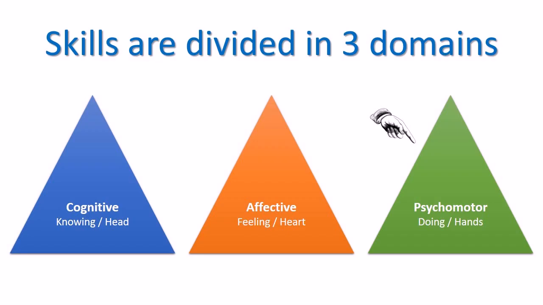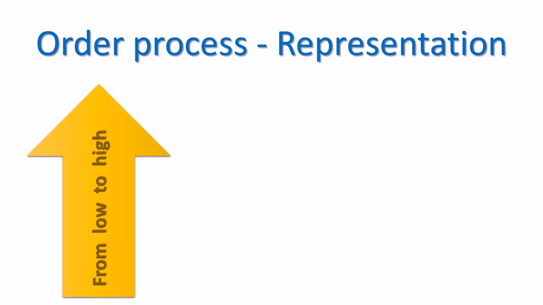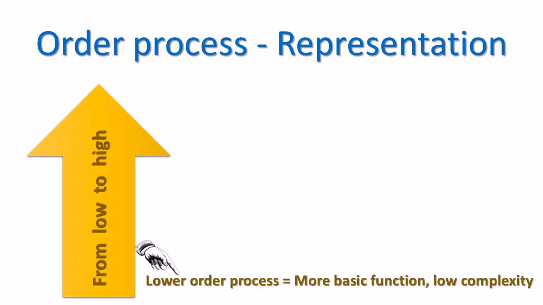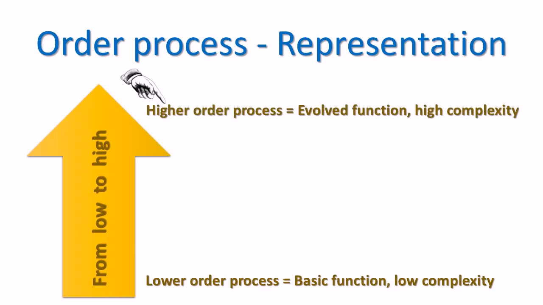It is important to keep in mind that in reality these three domains are not separated. The level of skills in one domain may depend on the level of skills in the other domains. However, it is useful to consider and study them separately. Within each domain, skills are the results of processes, graphically represented as ranging from lower-order processes to higher-order processes. Lower-order processes cover more basic function with a lower level of complexity. Higher-order processes correspond to more evolved and more complex functions.